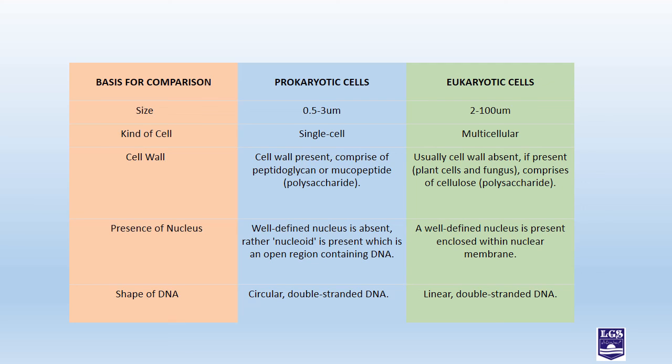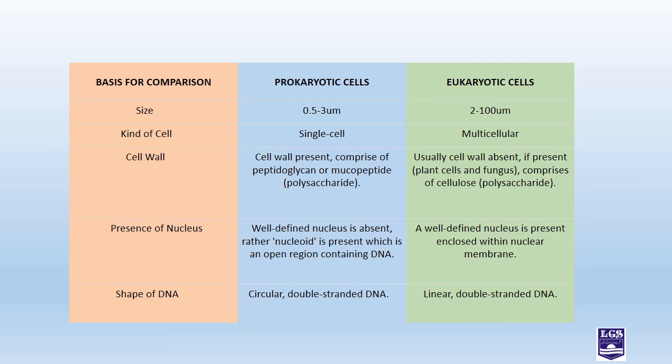So what about the cell wall? A cell wall is present around the prokaryotic cell, and in eukaryotic usually the cell wall is absent. If present, it is in plant cells. Presence of nucleus: a well-defined nucleus is absent in a prokaryote. You know that they are very small, so that's why the nucleus is absent. In a eukaryotic cell, a well-defined nucleus is present, enclosed within the nuclear membrane.